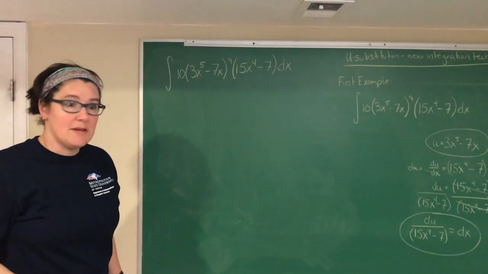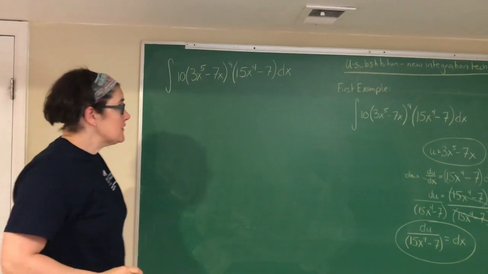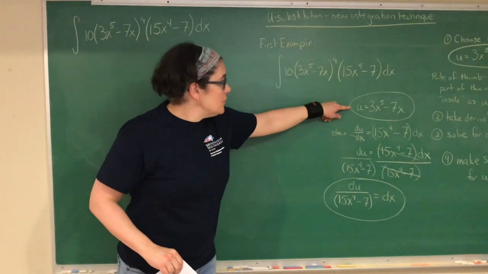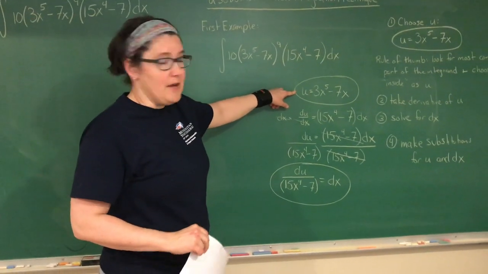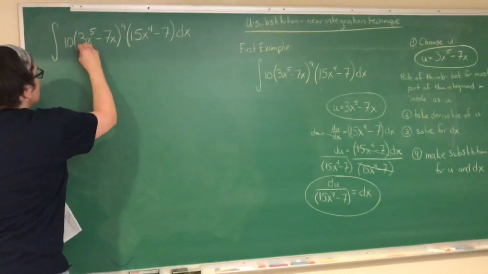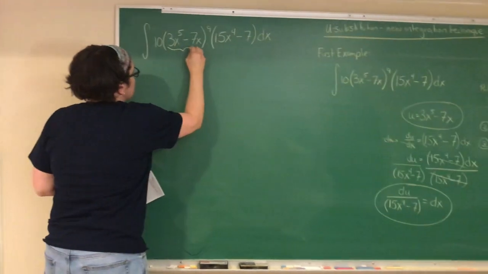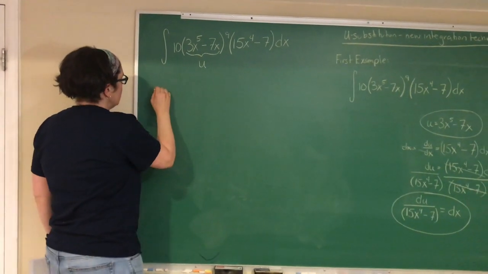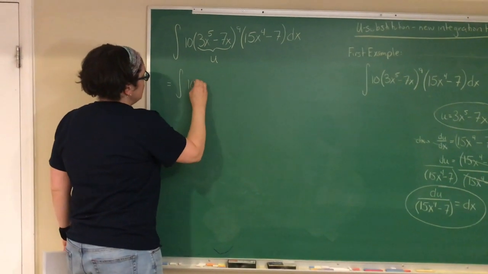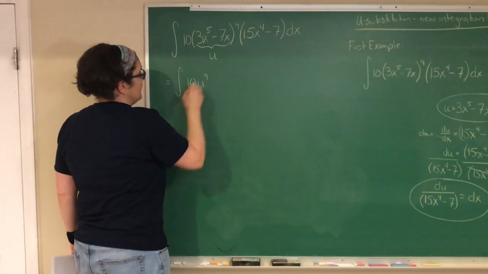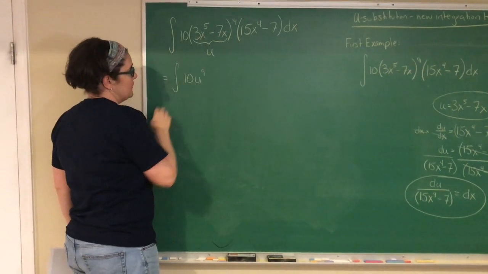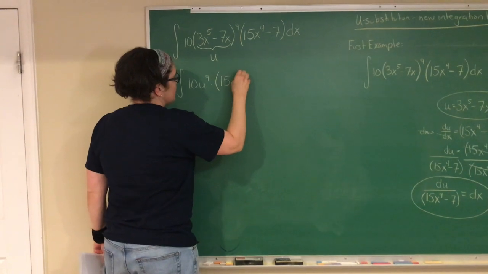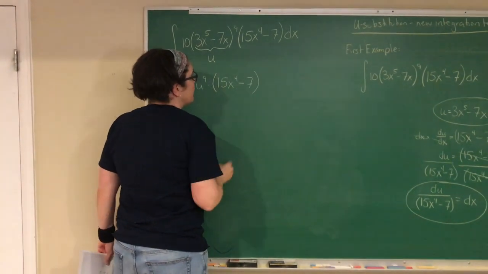Step 4 is to make some substitutions. The first substitution that I'm going to make is our choice for u. So u was 3x to the 5th minus 7x. I'm going to get rid of the 3x to the 5th minus 7x and replace that with a u. So we have the integral of 10 times u to the 9th. I've replaced that fancy stuff with a u, times 15x to the 4th minus 7.